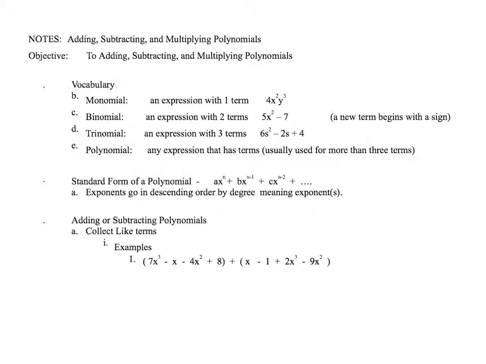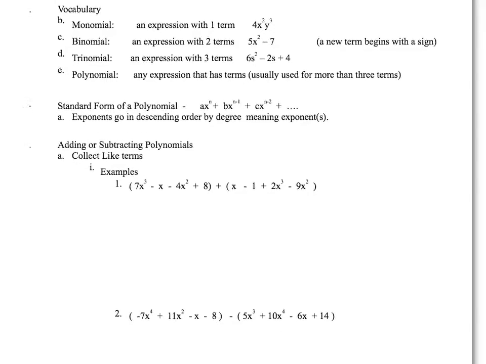This session of Pre-AP Algebra 2, we are going to add, subtract, and multiply polynomials. You're already familiar with some of the terminology: what a monomial is, what a binomial is, what a trinomial is, and a polynomial. And you should also be familiar with standard form, when we put a polynomial in descending order by its exponents. Now we're going to focus on collecting like terms so that we can go about adding, subtracting, or multiplying polynomials.